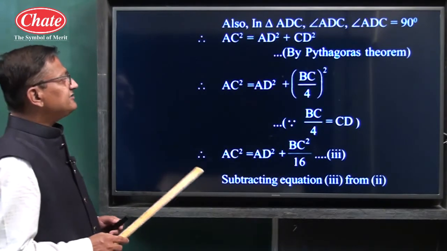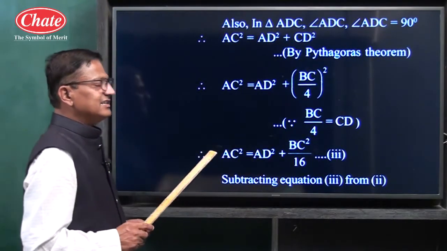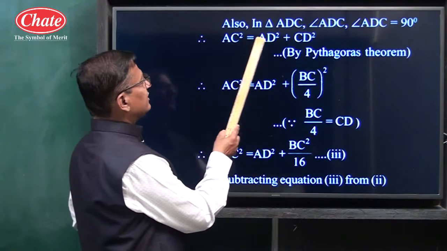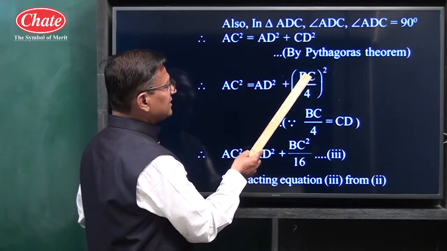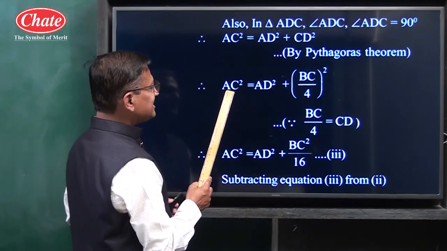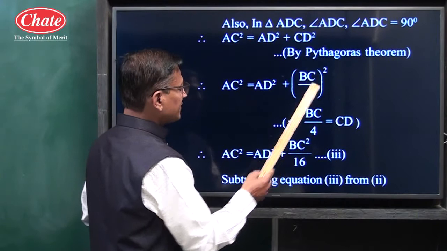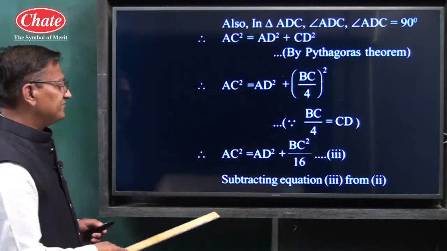Now in triangle ADC, angle ADC is equal to 90 degrees. So once again by Pythagoras theorem, AC square is equal to AD square plus CD square. We know CD is nothing but BC by 4. So AC square is equal to AD square plus BC square by 16. It is equation number 3.